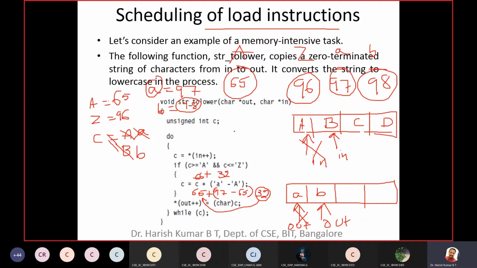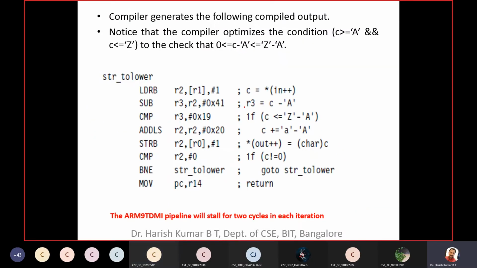Now what is the hexadecimal equivalent of 65? It is 41. Is that correct? Yes, sir. Okay, 41. So let me go here, and this is the equivalent assembly code that we are writing.